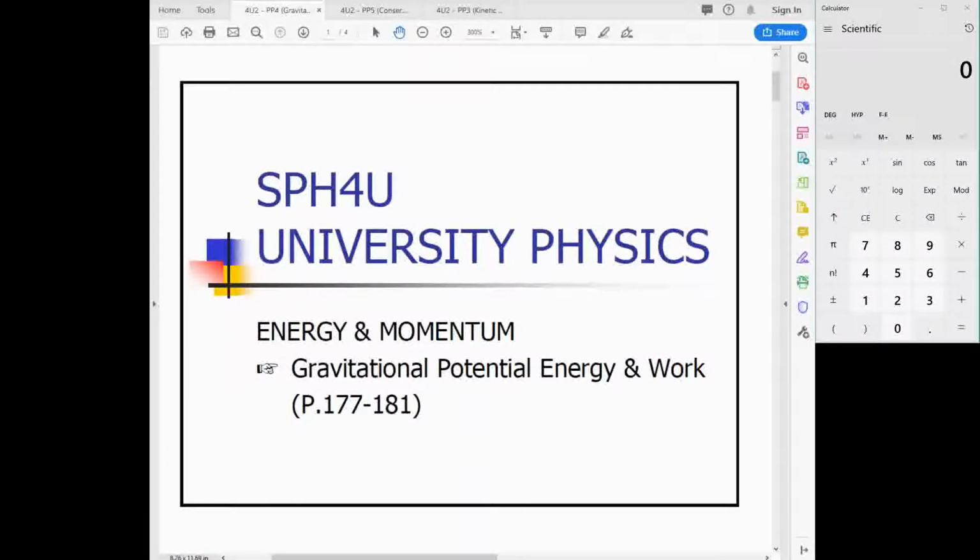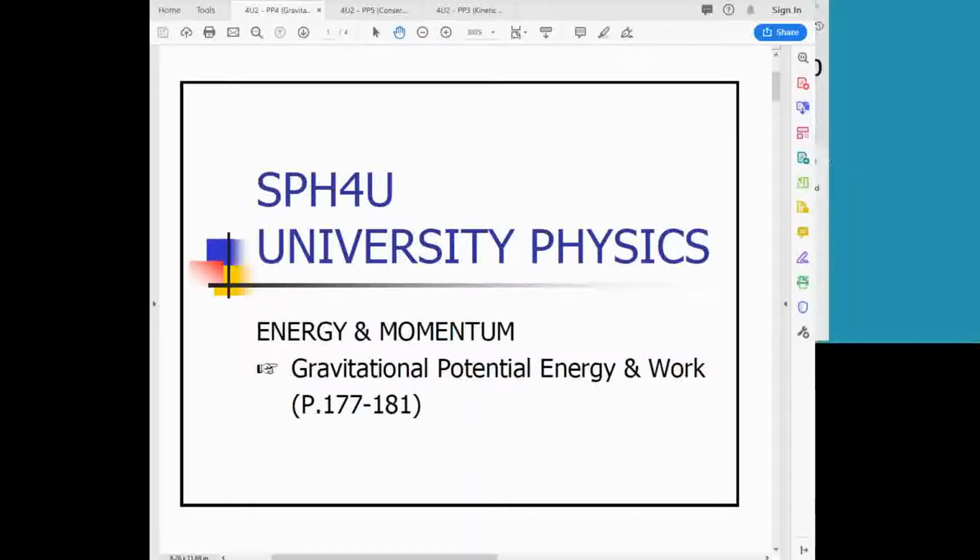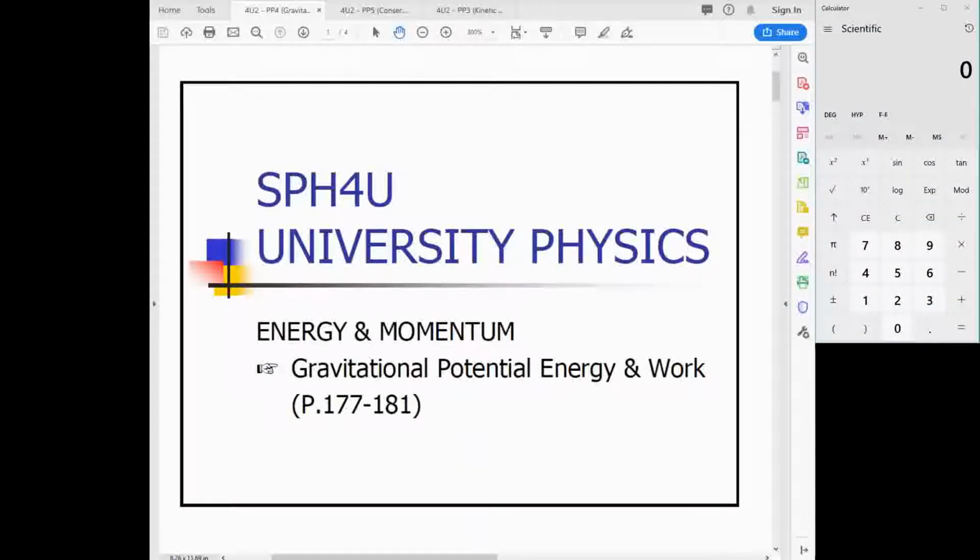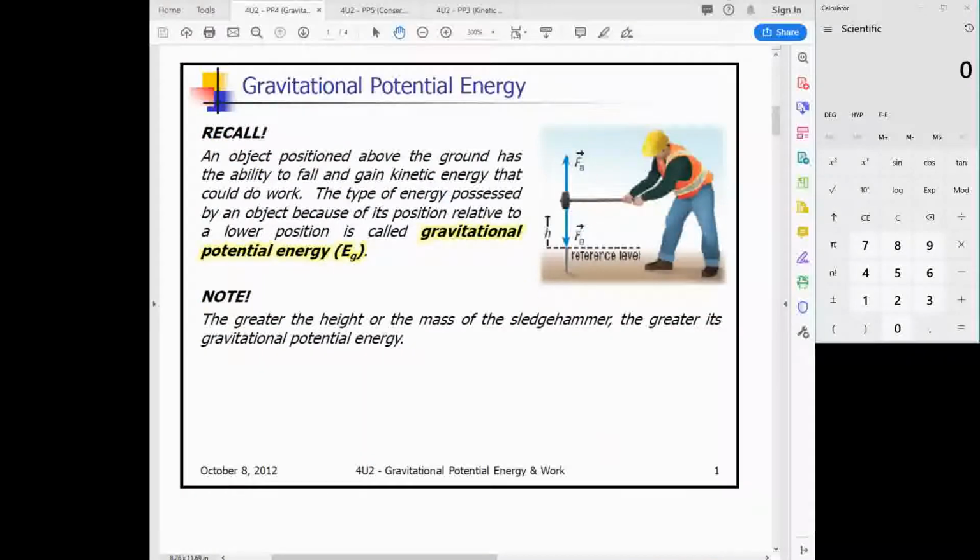So our next lecture is on gravitational potential energy. This is section 4.3 in your textbook. And what you will recall is from one of our previous lectures about kinetic energy, we talked about the work energy theorem. And that's going to come up again in this lecture and further on in this unit as well. So let's get into this.